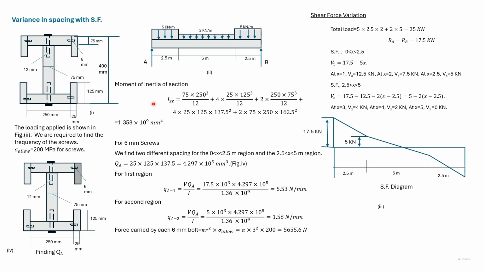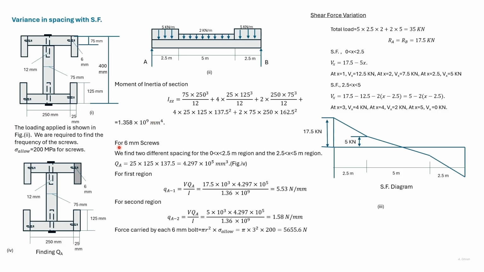Here we have obtained the moment of inertia of this built-up section. On the top, we have the moment of inertia of these portions about their own axis. In the bottom, we have AD². So we have found out the moment of inertia.